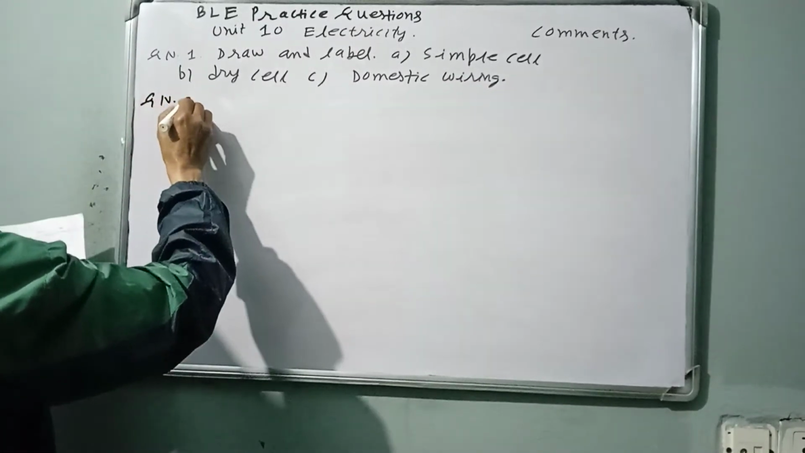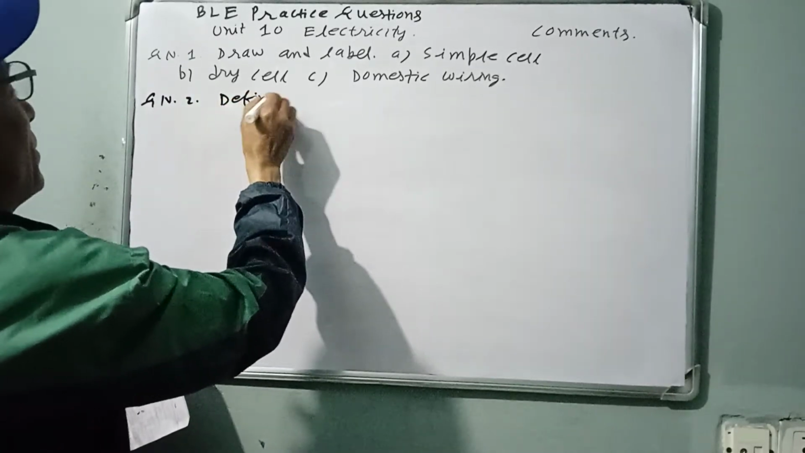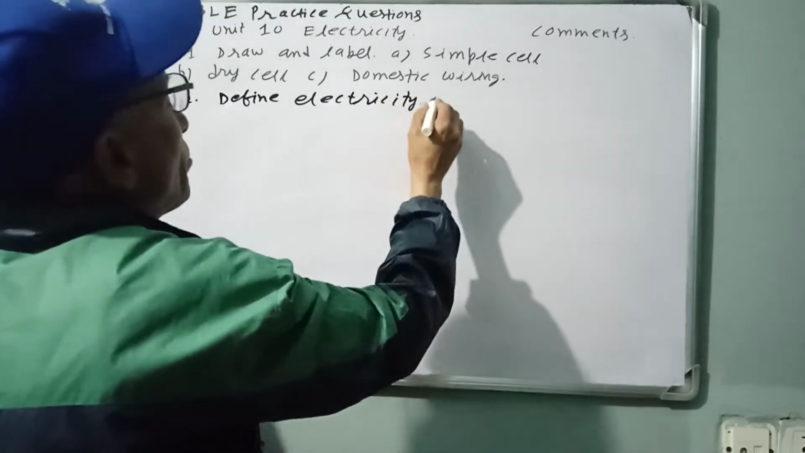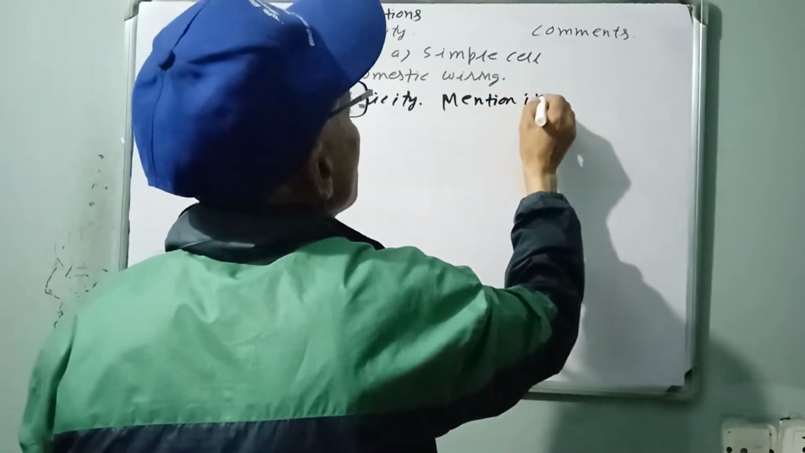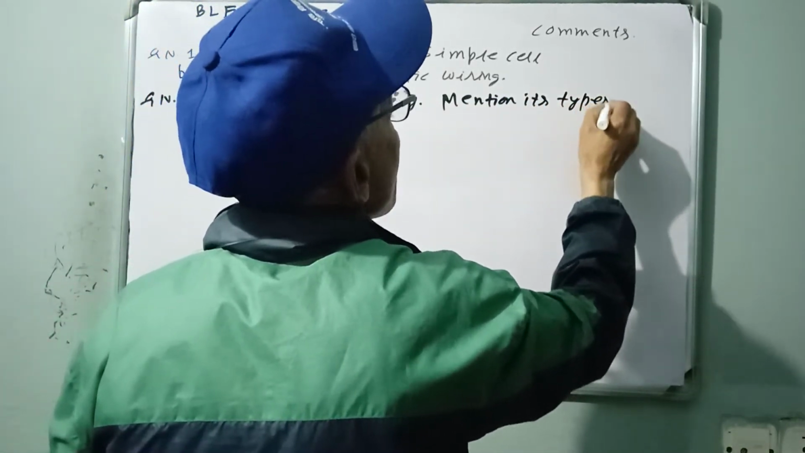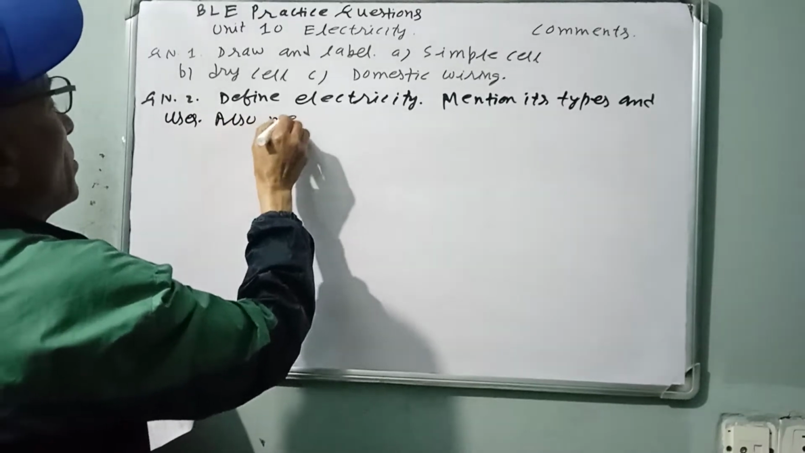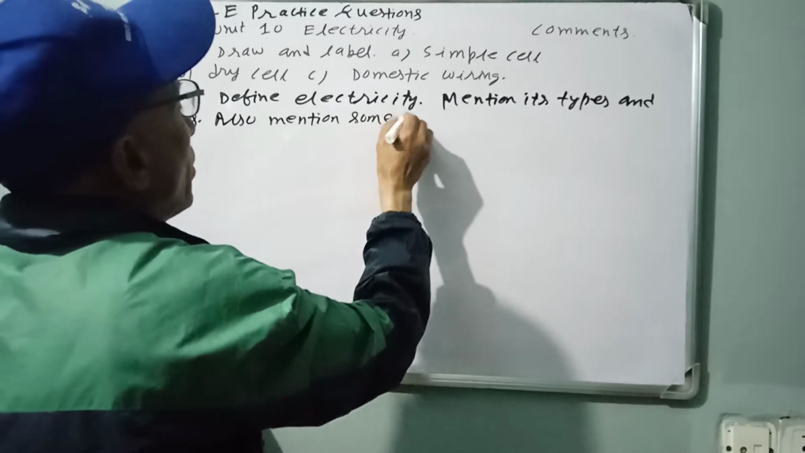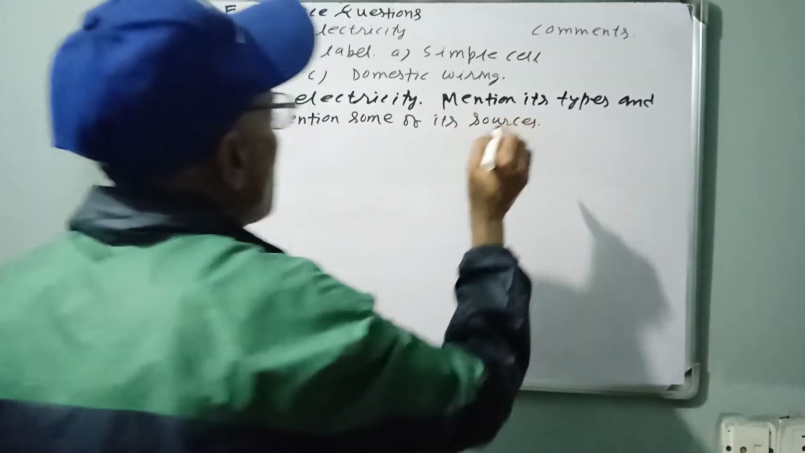Question number 2 is as follows. Define electricity. Mention its types and uses. Also mention some of its sources.